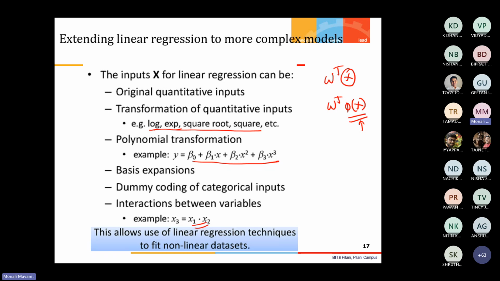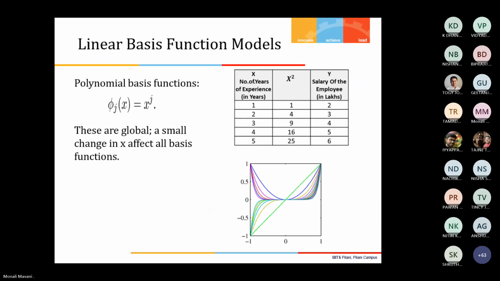We are changing the basis. In linear regression, it is just the x. In polynomial regression, it is x raised to j. You can have any other function, like log of x. Any such transformation is possible, and then it becomes the basis function model.